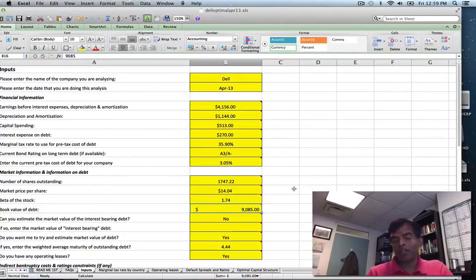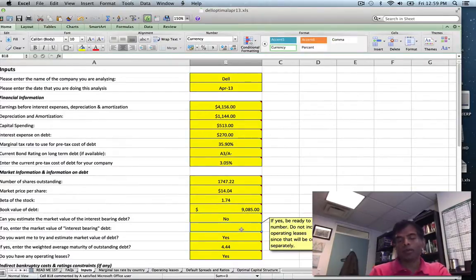For those of you who've actually done your own estimation of the market value of just the interest-bearing debt, you can say yes to this question, and actually enter the market value of debt directly. Remember not to include the present value of leases because we're going to add that on, so you don't want to double count it. So this is just the market value of your interest-bearing debt if you have it.